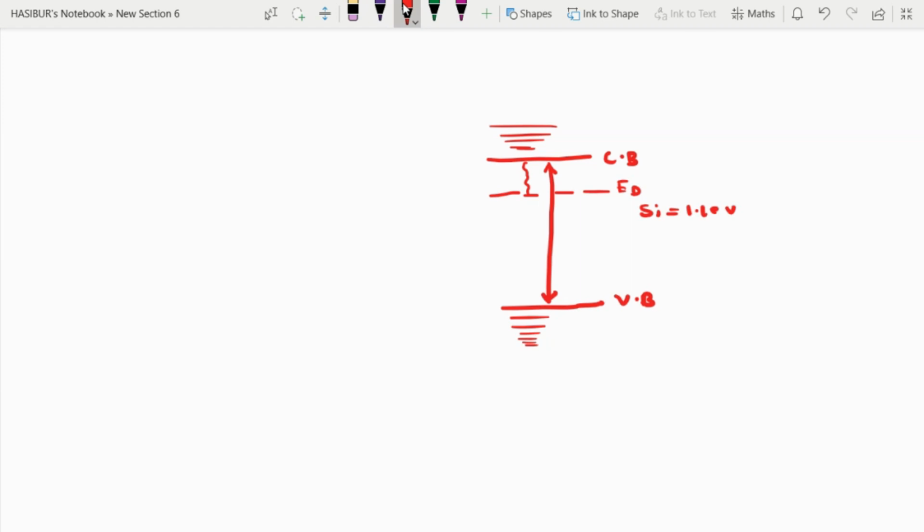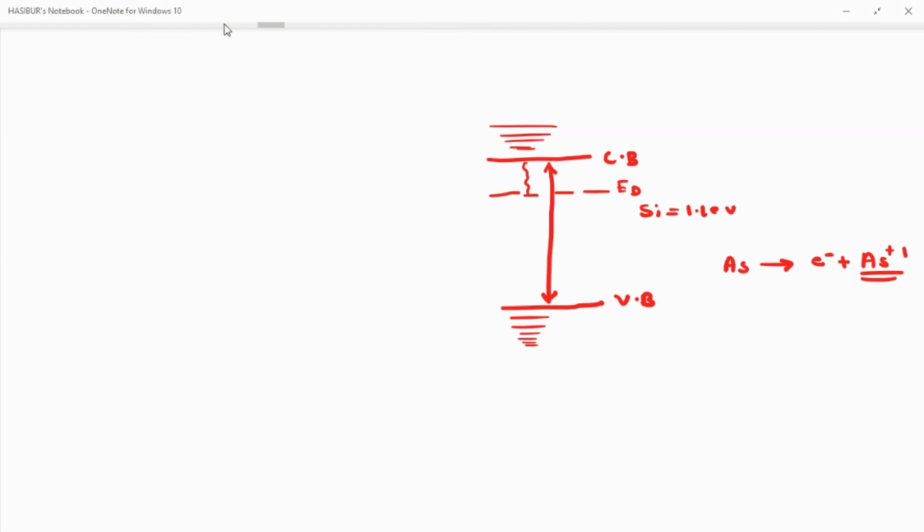So these are fine. Okay, now initially arsenic is a neutral atom, and when it gives a free electron, the arsenic will be a positive ion. Okay, now let's think of a scenario.